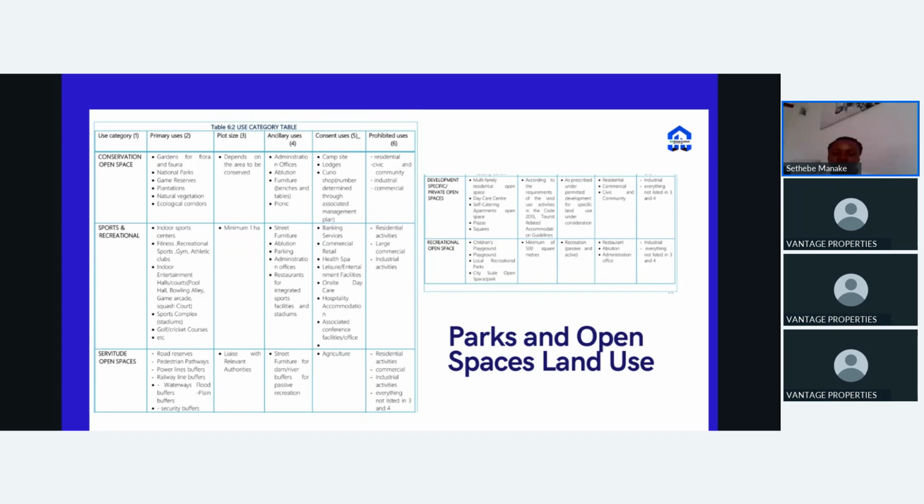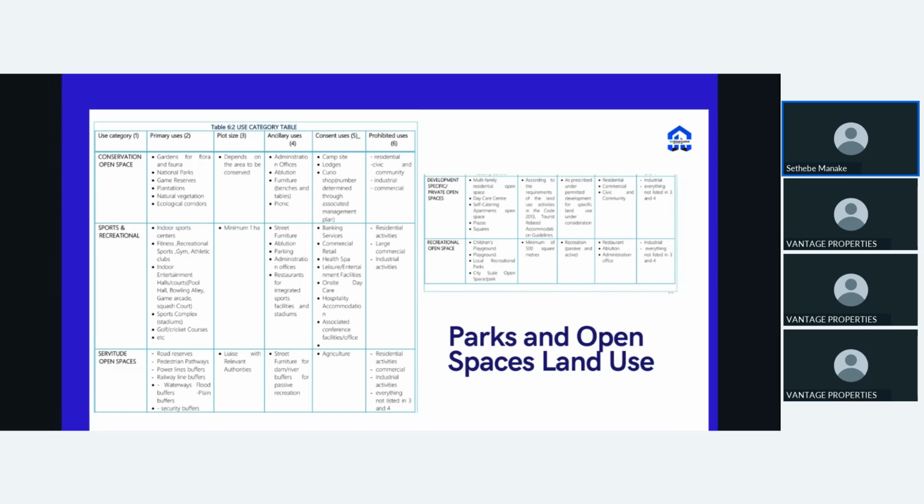And then servitude spaces. Normally BPC puts in electricity or roads, and you're typically not allowed to build on top of them. So we must make sure that you know where the servitudes run. Sometimes there is space on the road and you want to extend your yard into it. The reason they refuse is because it is a servitude open space. Services have to go through it.